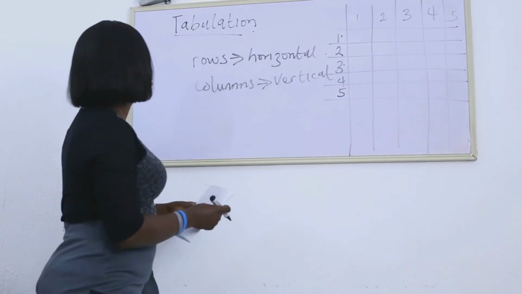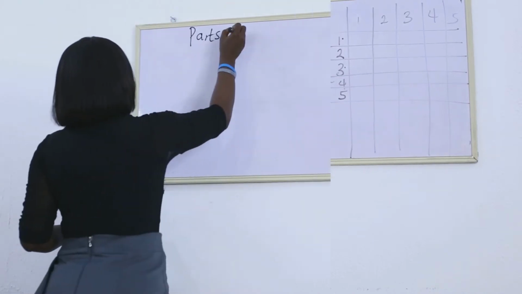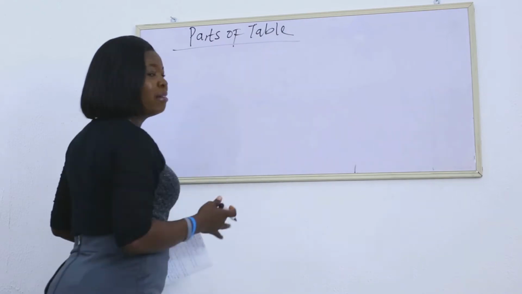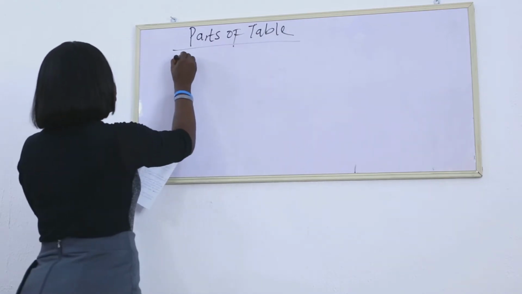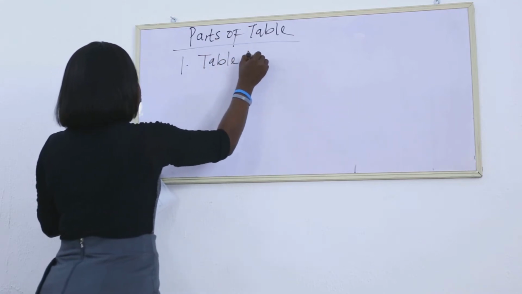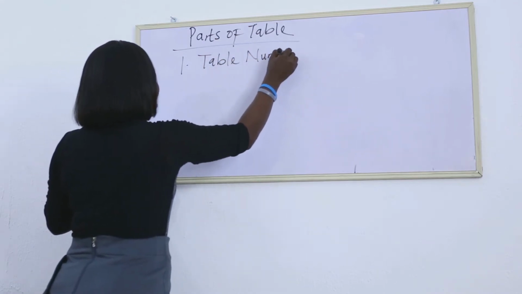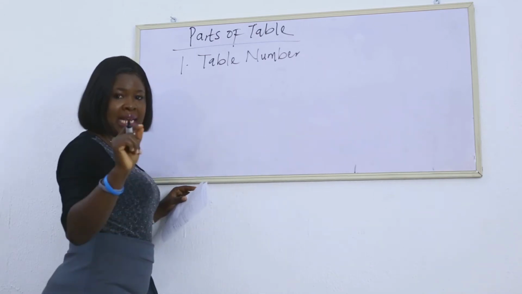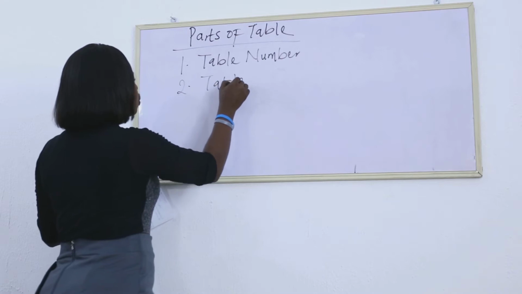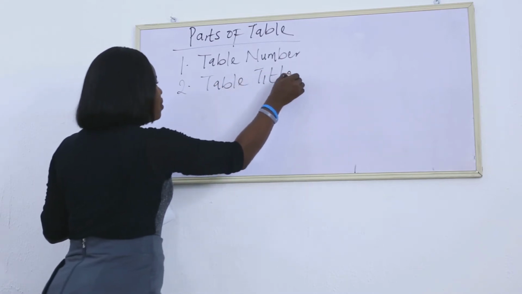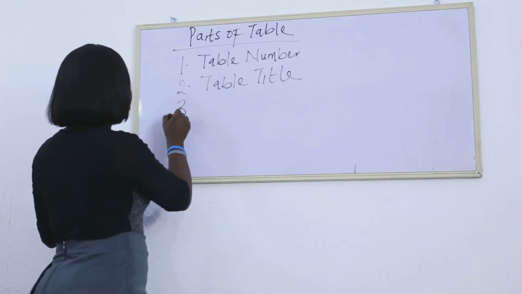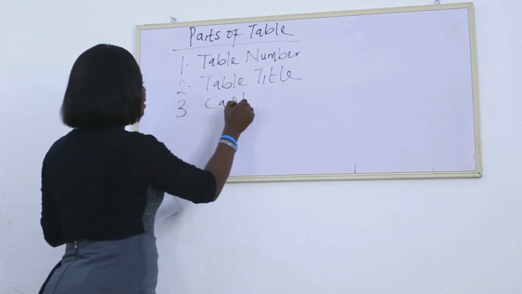Then what are the parts of a table? Basically, we have 7 parts of the table, and the first one is called table number. Every table must be assigned a number. Then the second is called table title. Every table must be given a suitable title. Then the third one is called caption. The third part is called caption.